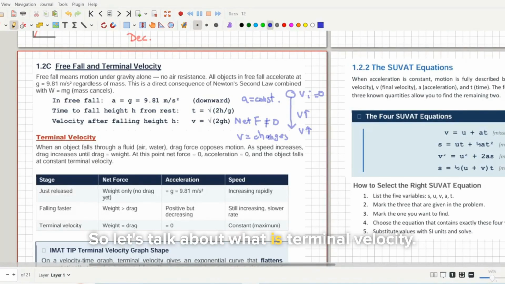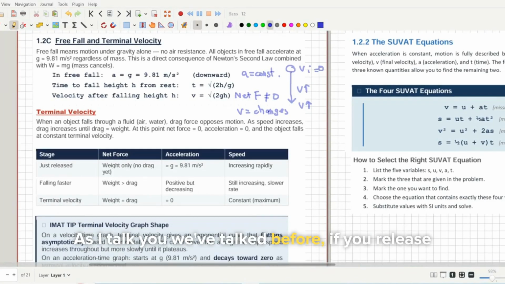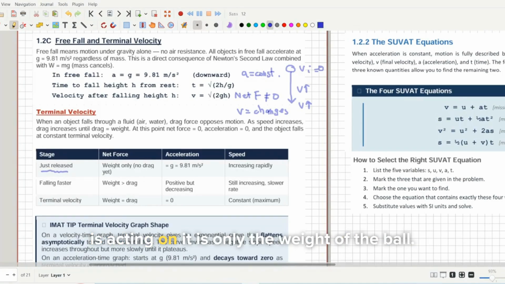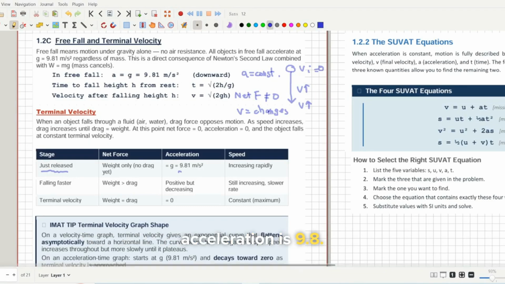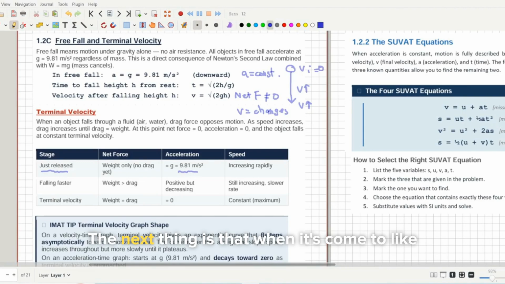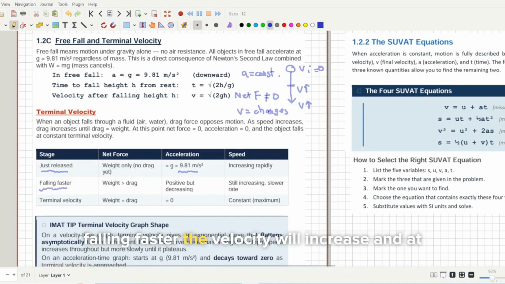So let's talk about what is terminal velocity. As we talked before, if you release a ball, like if you just released, the net force that is acting on it is only the weight of the ball. There is no other force that acts on it, and the acceleration is 9.8. Simple. The next thing is that when it comes to like this point, in the middle, it will start falling faster, the velocity will increase, and at that point the weight will be greater than the drag force.